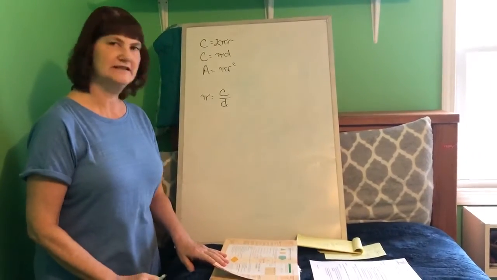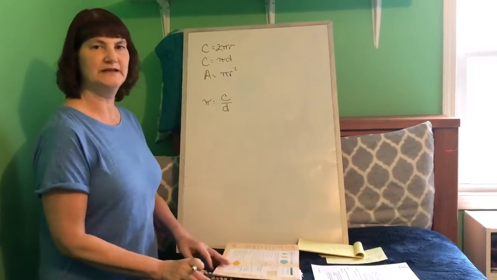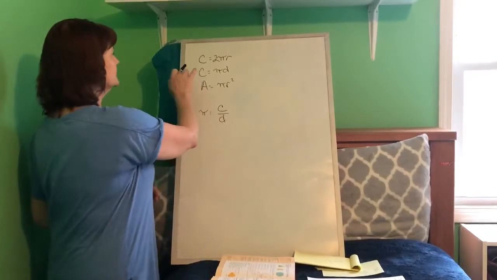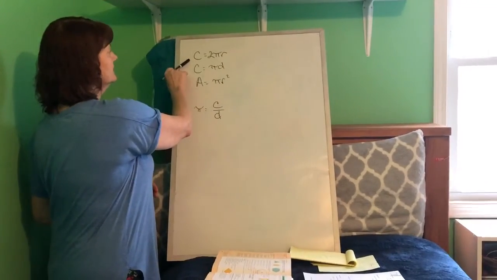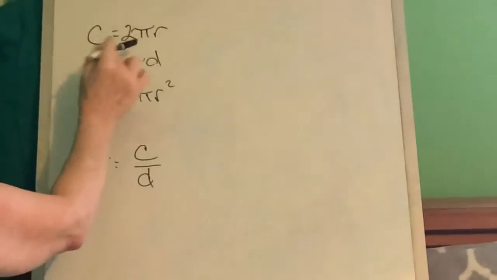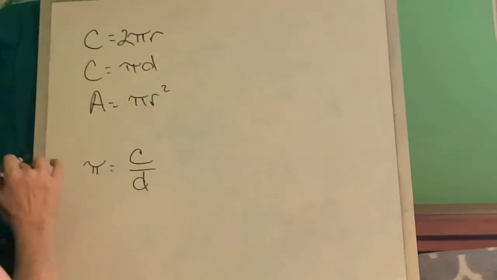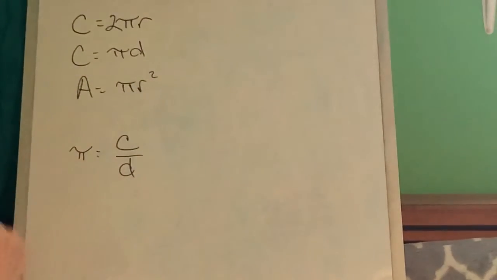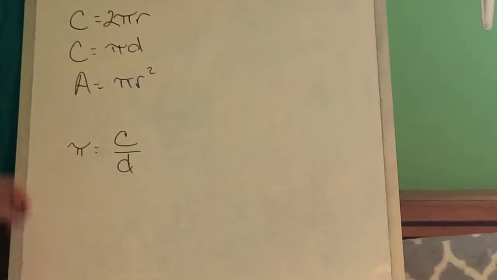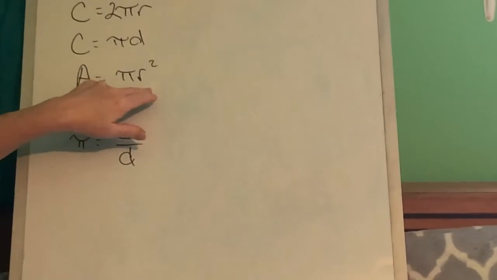Okay, geometry section 11.5. I only have just a bit of information here. These are formulas you should be familiar with. The circumference of a circle is 2 pi times the radius. It can also be written as pi times the diameter. Okay, and the area is pi r squared.